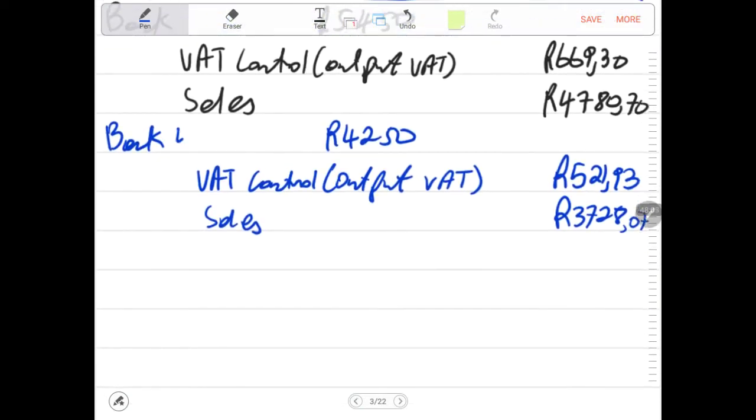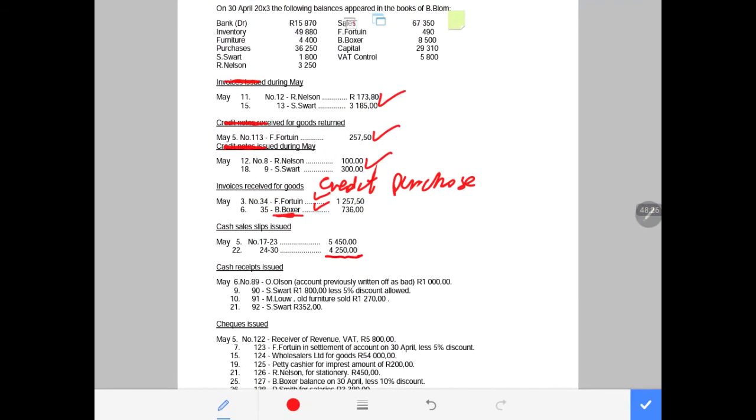Record this under bank column, record this under VAT control column, record this under sales column in the cash receipt journal. Then we record under details cash. I hope I'm making sense in all that I'm saying.